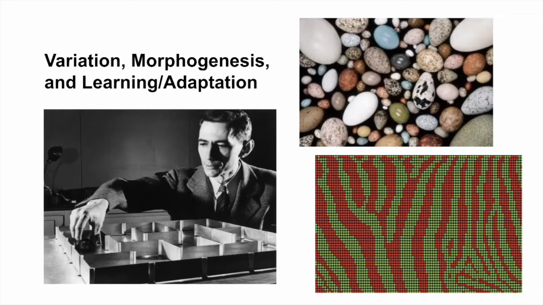So we're going to talk about how three different things are related: variation, morphogenesis, and learning adaptation. And you can see examples of this down below. You can see Claude Shannon running his mechanical mouse Theseus through a maze as it learns spatial relationships. You can see these different types of bird egg that are all different shapes and colors. And then you can see this cellular automata forming a pattern. And so all these things involve agents, and all these things involve different interactions with the environment and with other agents.